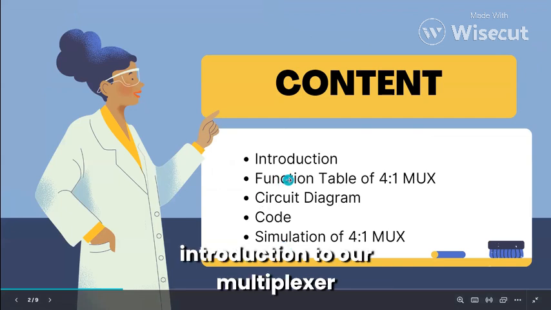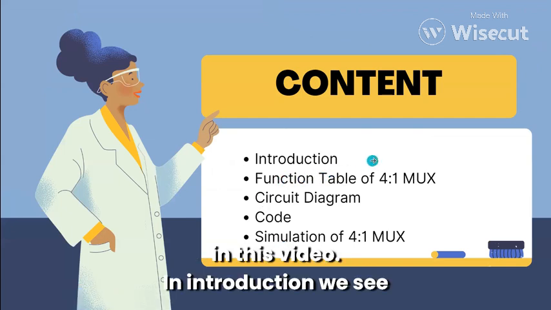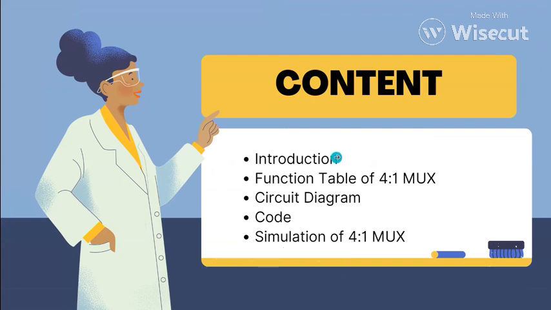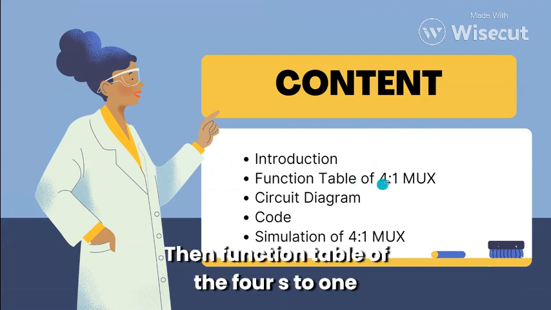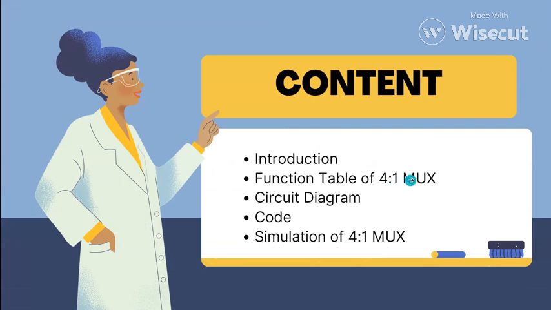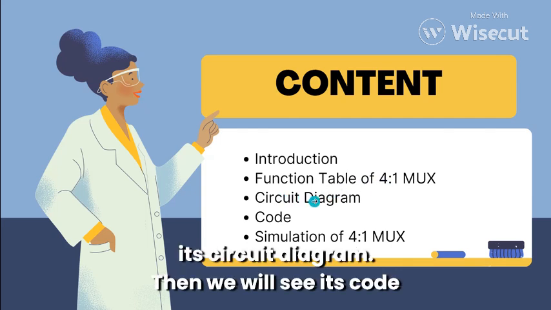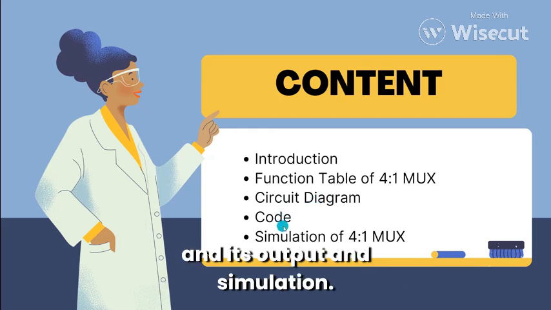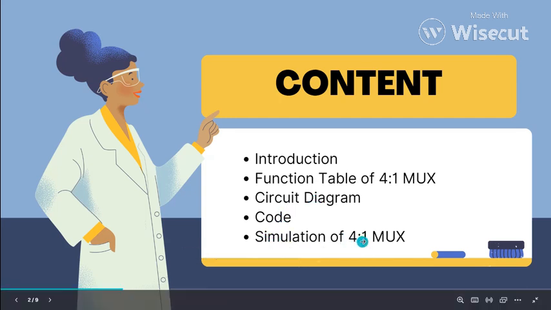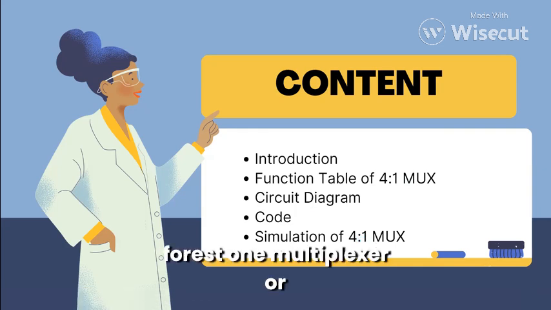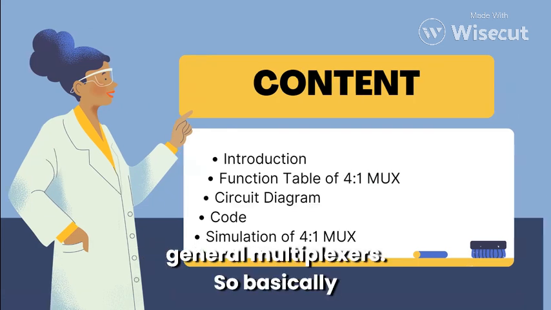So first we will see the introduction to our multiplexer. In this video, in the introduction, we see what multiplexers are, how they work, then the function table of the 4:1 multiplexer, in which we will see the diagram of the multiplexer and its function table, its circuit diagram, then we will see its code and its output and simulation. So first we will go to the introduction to the 4:1 multiplexer or general multiplexers.